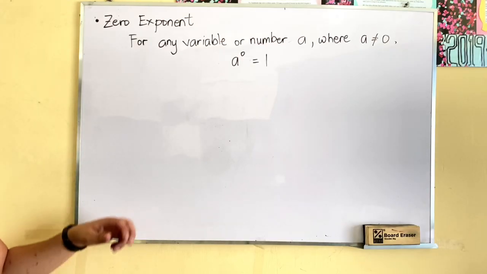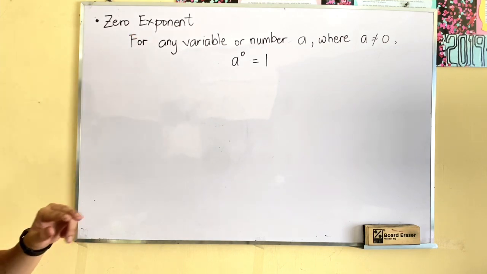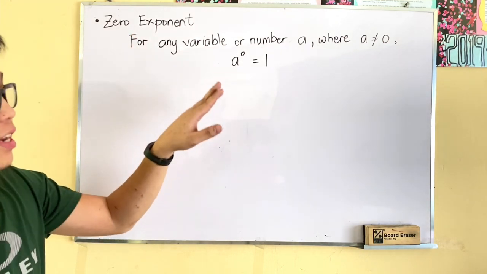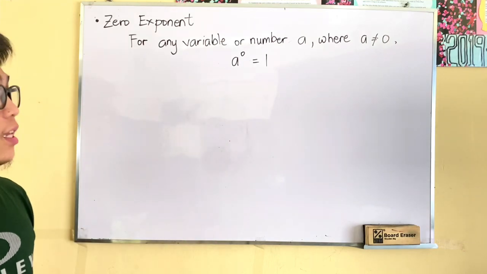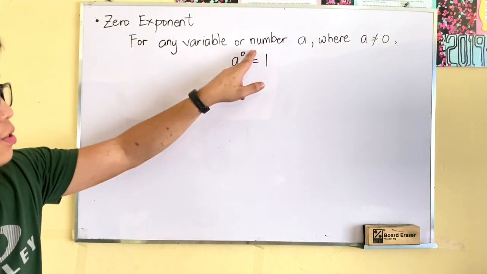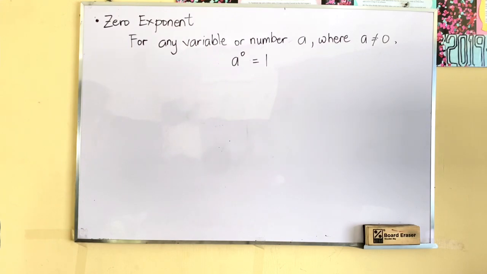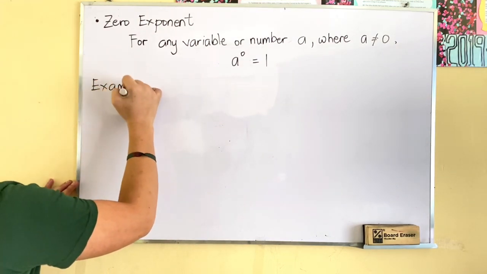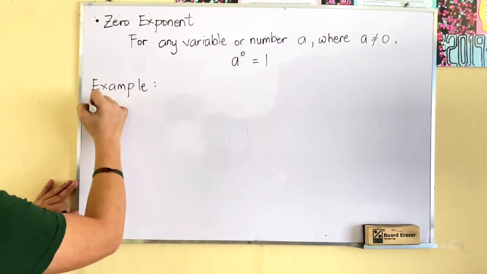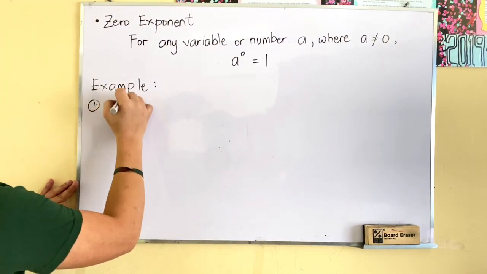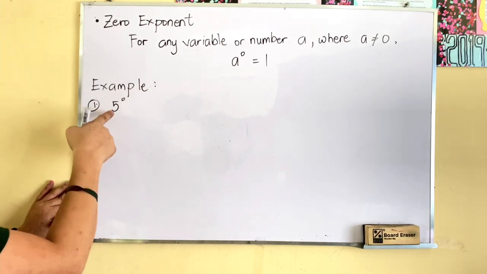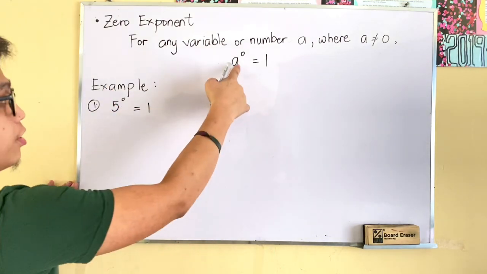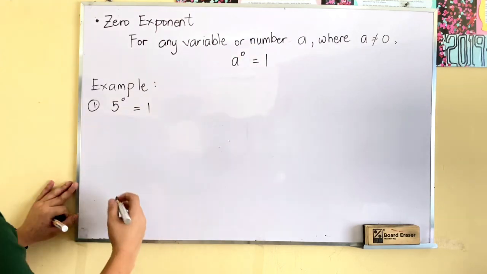Okay, the first we need to discuss is about the zero exponent. It is stated here that for any variable or number a, where a is not equal to 0, a raised to 0 is equal to 1. So para mas maintindihan, magkakaroon tayo syempre ng mga example. So example number 1, 5 raised to 0. So 5 raised to 0 is equal to 1. As you can see here, a raised to 0 is equal to 1.